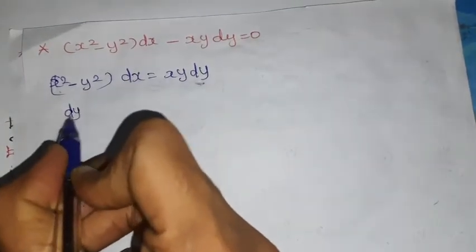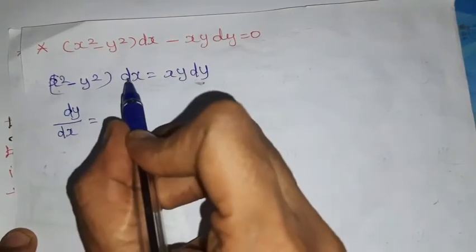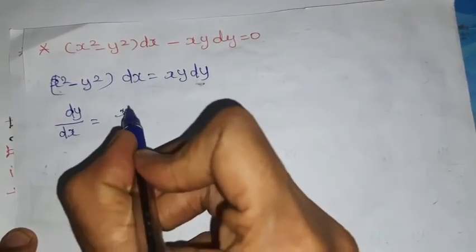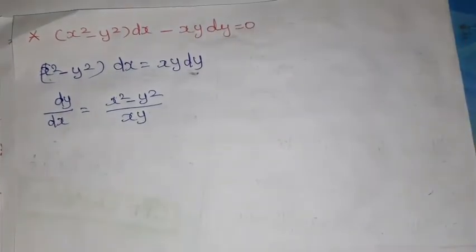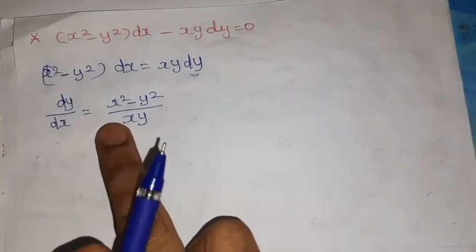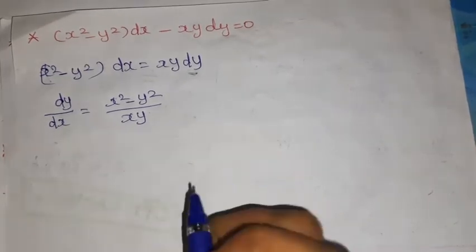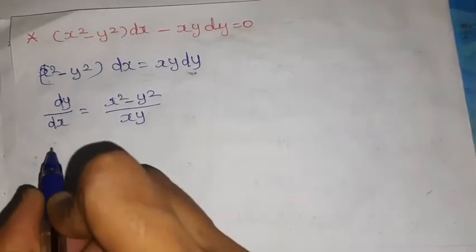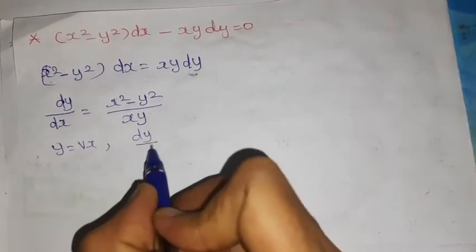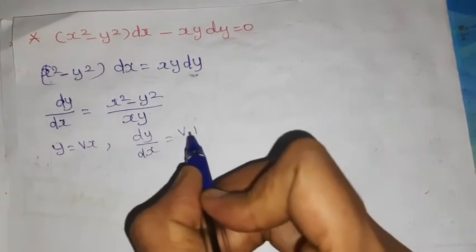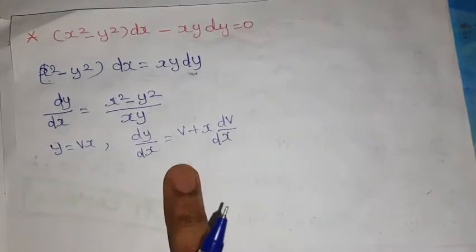dy by dx equal to x squared minus y squared divided by xy. So we have dy by dx equal to x squared minus y squared divided by xy. Now we have to put y equal to vx. If y equal to vx, differentiating with respect to x, dy by dx equals v plus x dv by dx.